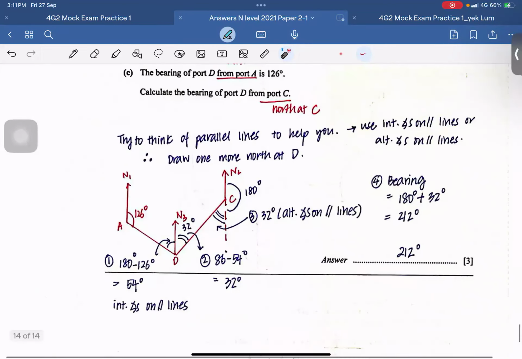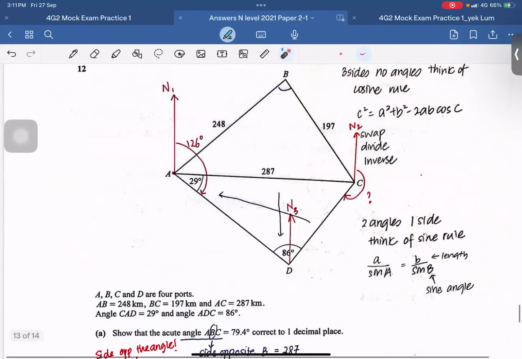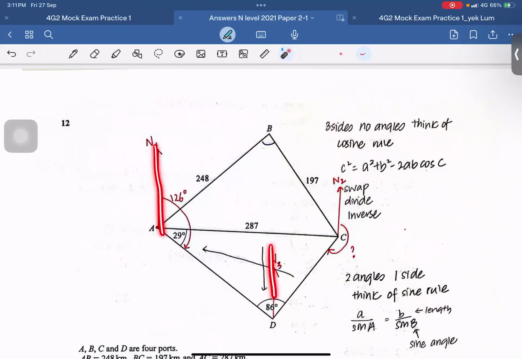Now the next part is bearing. The moment you see bearing, imagine you have all the North Poles. First thing you must use is all the interior angles. Look out for all the interior angles that you may need. So whenever it's talking about bearing, draw all your North, North.